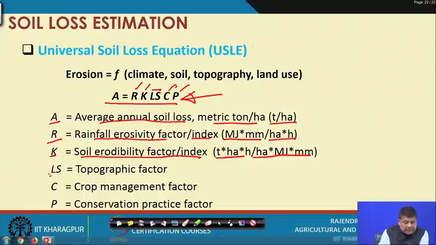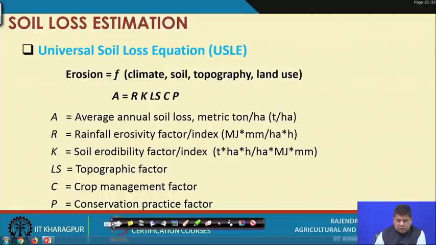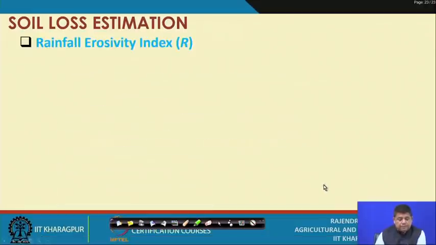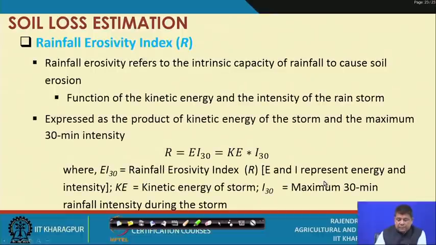And LS taken together is the topographic factor, C is the crop management factor, and P is referred to as the conservation practice factor. So, A is the average annual soil loss in tons per hectare, R is the rainfall erosivity factor, K is the soil erodibility factor, LS is the topographic factor, C is the crop management factor, and P is the conservation practice factor. So, these are the terms involved in the universal soil loss equation. Let us see these terms one by one.